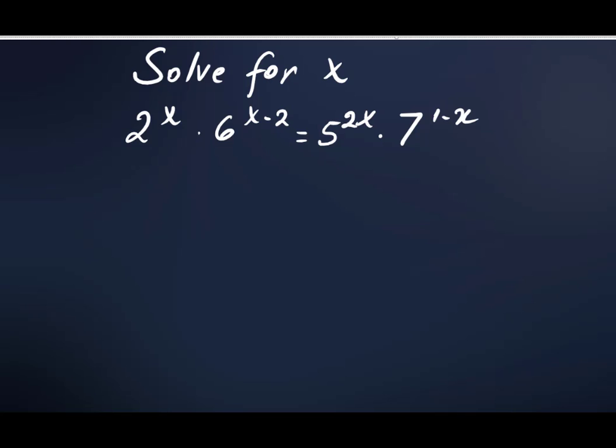the following equation: 2 to the power of x times 6 to the power of x minus 2 is equal to 5 to the power of 2x times 7 to the power of 1 minus x.